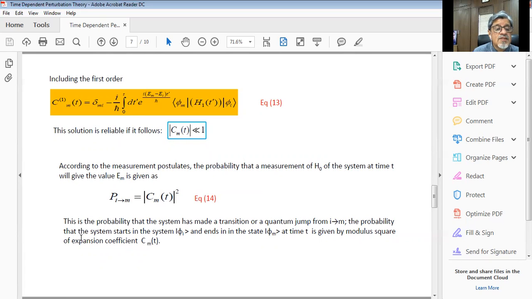The probability that the system starts in the state ket phi i, the initial state, and ends in the state ket phi m at time t is given by the modulus square of the expansion coefficient Cm(t). So the initial state is phi i, the final state is phi m, and at time t the transition takes place, and the probability of transition is represented by this form, the modulus square of the expansion coefficient. This is the important result of time-dependent perturbation theory.